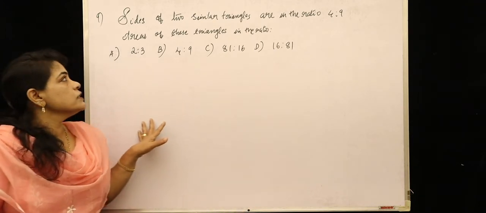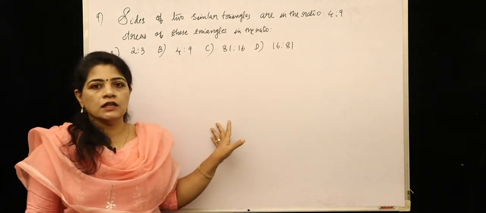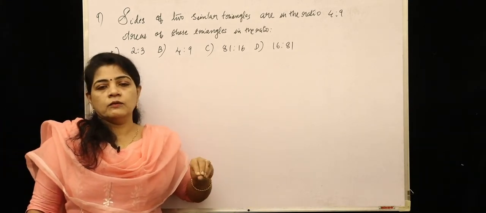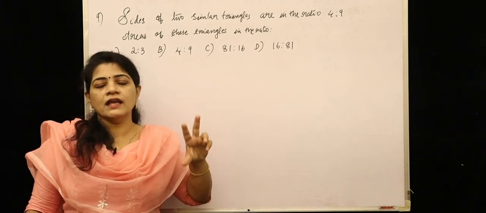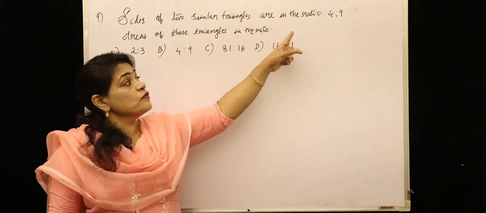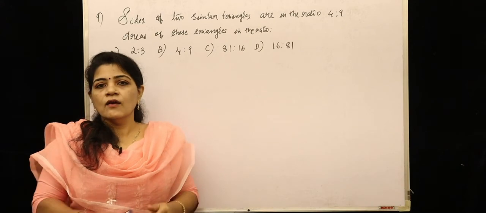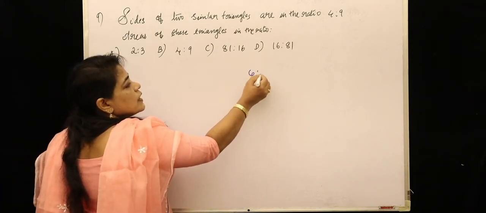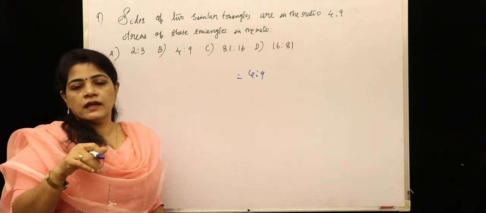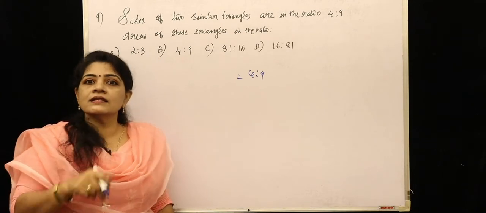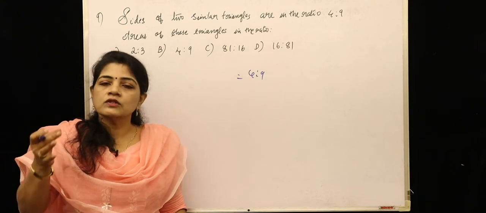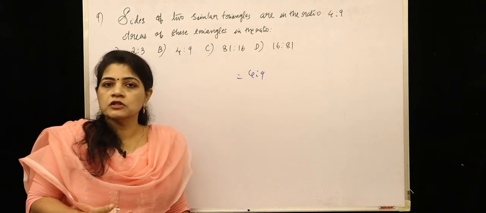Okay, here comes the question. Sides of two similar triangles are in the ratio 4:9. Areas of these triangles are in the ratio? That means we have to find the ratio between the areas of these two similar triangles, having the ratio of their sides equal to 4:9. See here, what is this 4:9? This is the ratio of their sides. Being similar, it is given these two triangles are similar, so definitely we can apply the area ratio theorem. This is also one of the application problems of the area ratio theorem, children.